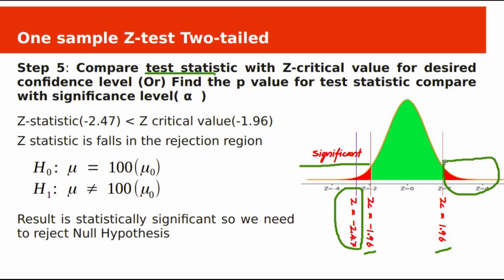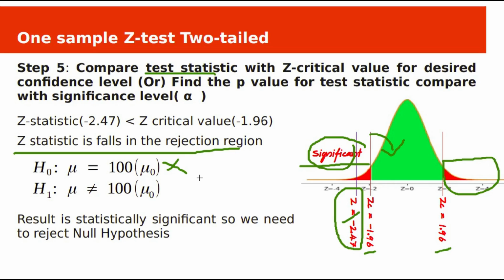Here critical region is the area which contains values of test statistic that lead to rejection of the null hypothesis. Z statistic falls in the rejection region, which means X bar is very unlikely in this null distribution. So the result is significant in support of the alternate hypothesis. We need to reject this null hypothesis.